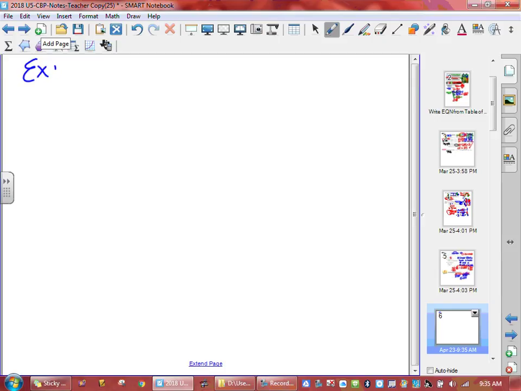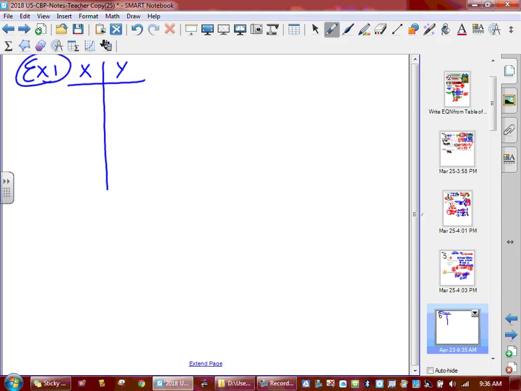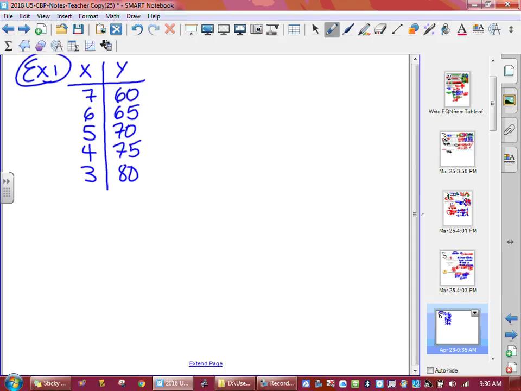So, example 1. Here's our first table of values. We're going to call this guy X and this guy Y. And we're going to have 7, 6, 5, 4, 3. And then we're going to have, well, let's go with 60, 65, 70, 75, 80. Ooh, that's a crazy one. All right.